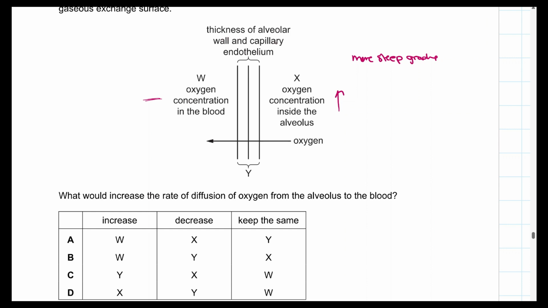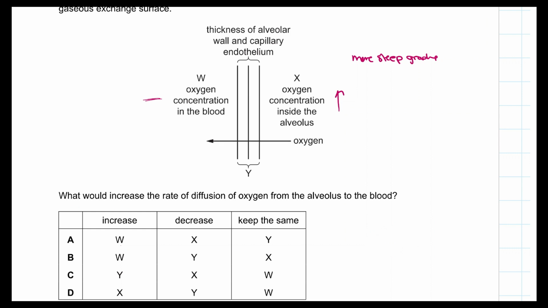And now we have the thickness of the alveolar wall and the capillary endothelium. So, as you all know, rules of diffusion. The thinner the wall, the faster diffusion would take place and the more efficient the gas exchange would be. Therefore, you want a thinner alveolar wall and capillary endothelium. Now, let's see the suggestions that we have here.